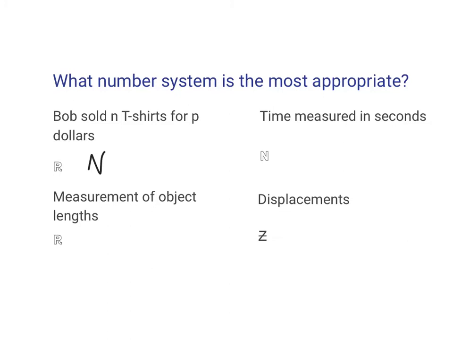You could use natural numbers for that. If we presume in the real world that there would be tax or they would be 1099 or something, you would use real numbers. Time measured in seconds, natural numbers. Measurement of object lengths. Not all objects are exactly 2 meters or 3 centimeters, so we would use real numbers. And displacements, of course, are positive or negative, and so they could be integers. They could also be real numbers.